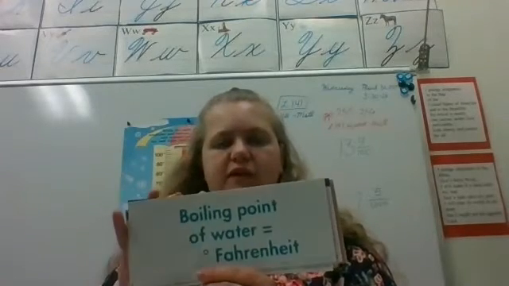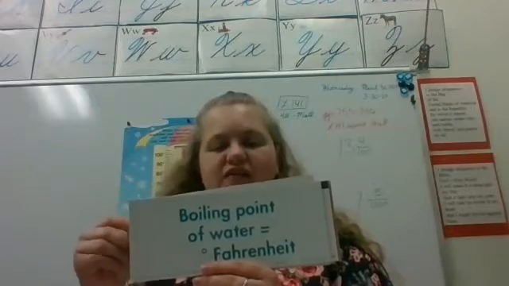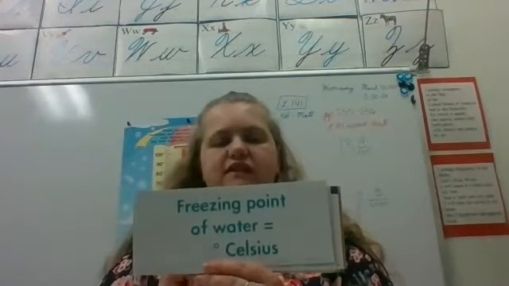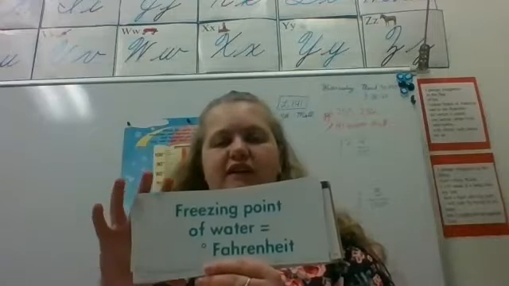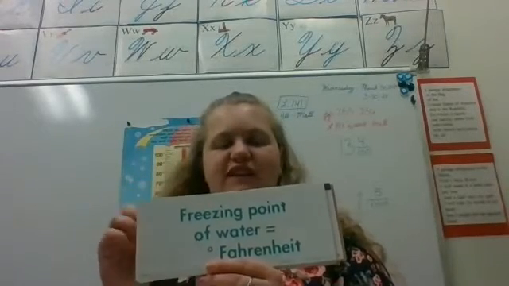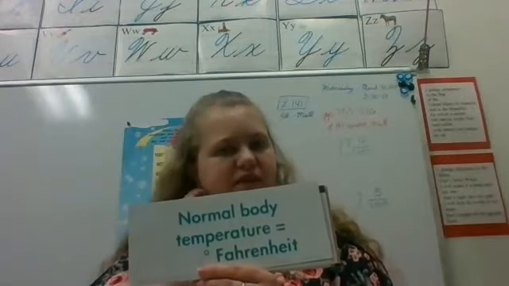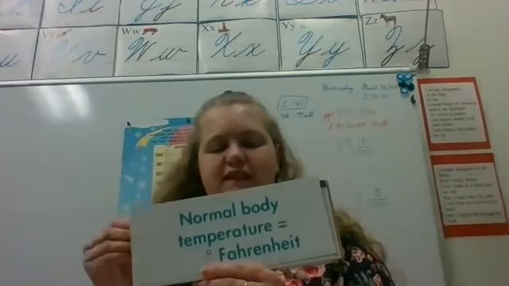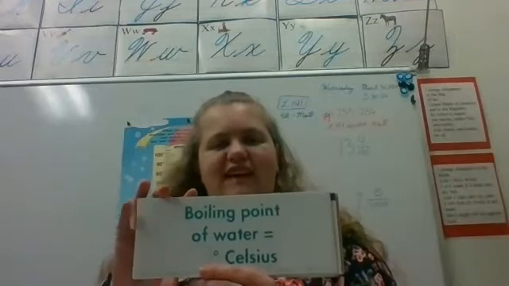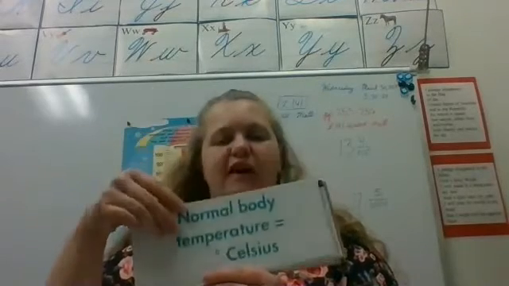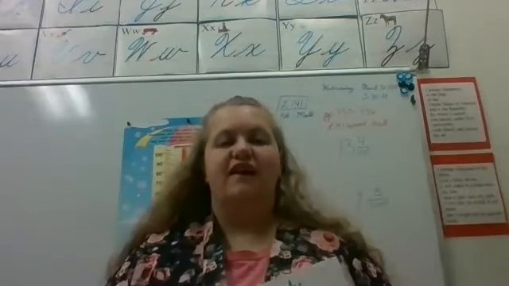All right, here we go. Boiling point of water, Fahrenheit. Should be 212. What about freezing point for Celsius? 0. Freezing point for Fahrenheit? 32. Normal body temperature for Fahrenheit? 98.6. Boiling point for Celsius? That's 100. And normal body temperature for Celsius is 37 degrees.